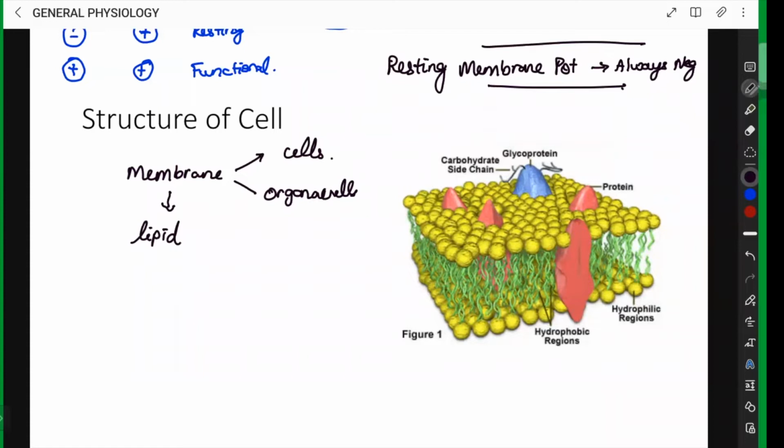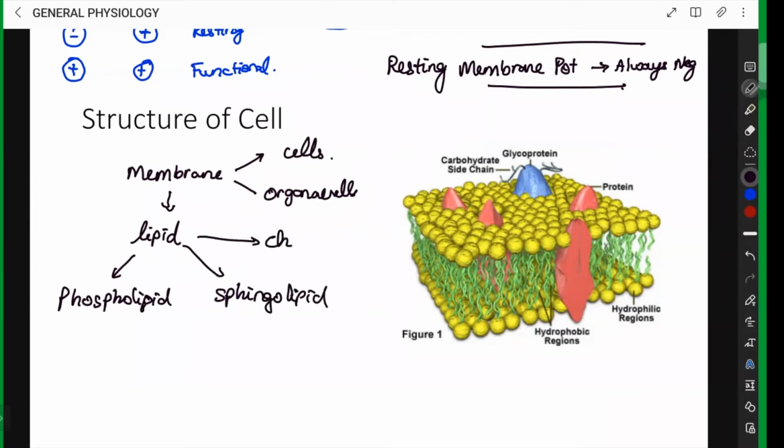What are the three kinds of lipids present? Number one is phospholipid. Number two is sphingolipid. Number three is cholesterol. These are the three important types of lipids present in your membrane.